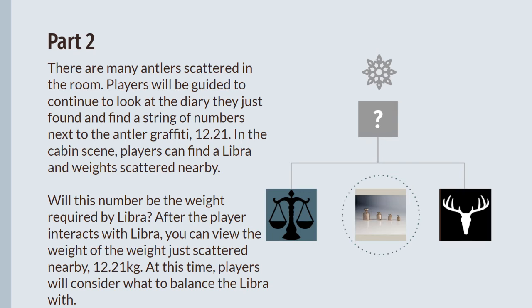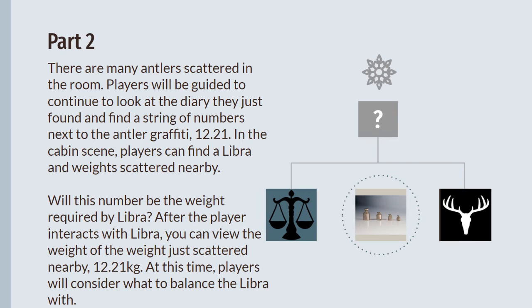In the cabin scene, the player can find a libra and the weights scattered nearby. Will this number be the weight required by the libra? After the player interacts with the libra, you can view the weight of the libra just nearby. It's 1221 kilograms.